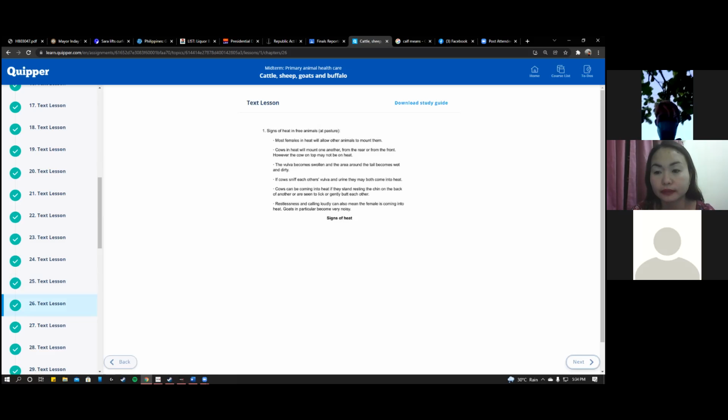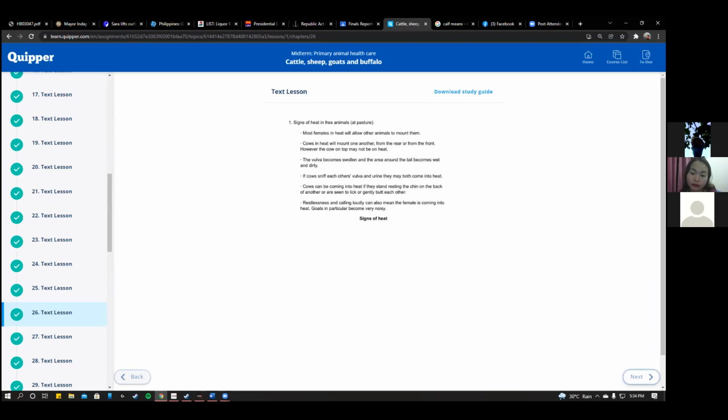So cows in heat will mount one another from the rear or from the front. However, the cow on top may not be on heat. The vulva becomes swollen and the area around the tail becomes wet and dirty. If cows sniff each other's vulva and urine, they may both come into heat. Cows in heat may stand resting the chin on the back of another, or be seen to lick or gently butt each other. Restless and calling loudly can also mean the female is coming into heat. Goats in particular become noisy.